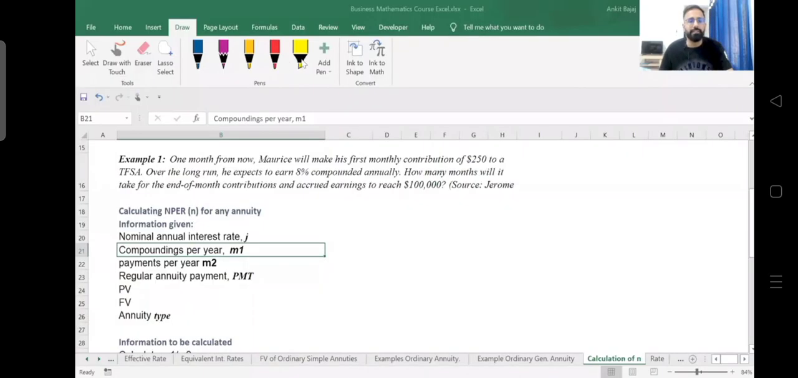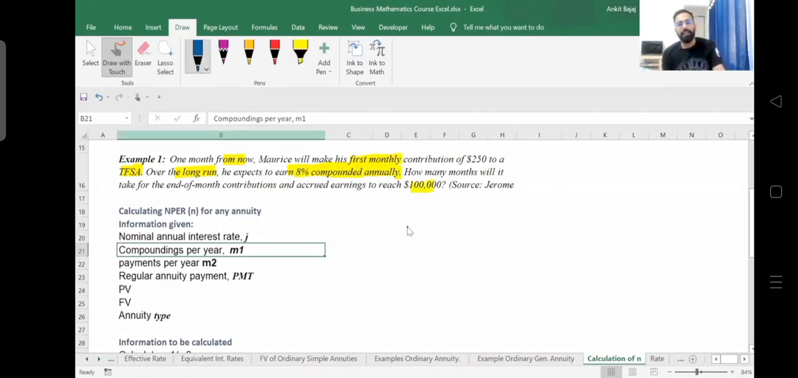The concept I have already taught you in the previous lecture. Now we will see one case. Here the case is given. If you read the case carefully, you will get the idea. One month from now, Morris will make his first monthly contribution of $250 to a TFSA. You can assume it as a LIC. Over the long run, he expects to earn 8% compounded interest annually. Here he's making a monthly investment and he will be getting interest that is annually compounded. How many months will it take for the end-of-month contributions and accrued earnings to reach $1 lakh?